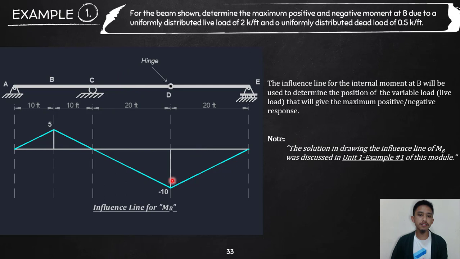So that is how we will figure out where we will place the live load for us to have the maximum positive or the maximum negative. Again, that is the use of your influence line. So let's try to calculate that.